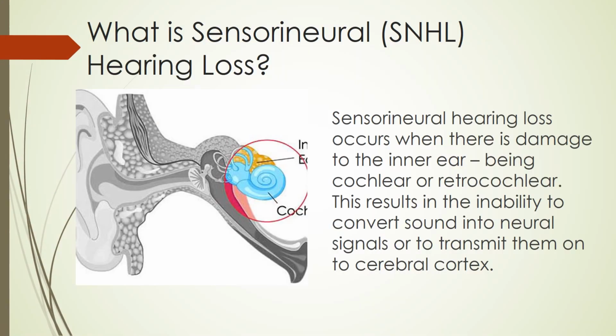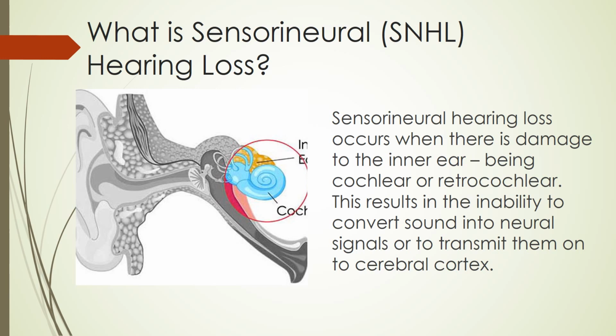Okay, so now we will run through sensorineural hearing loss. This is the most common hearing loss in adults. So what is sensorineural hearing loss? Sensorineural hearing loss occurs when there's damage or trauma to the inner ear. That can be cochlear or retrocochlear.